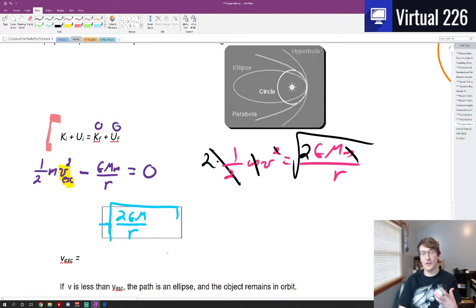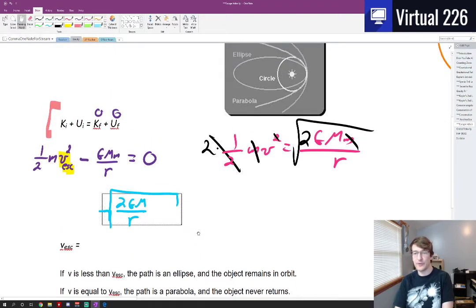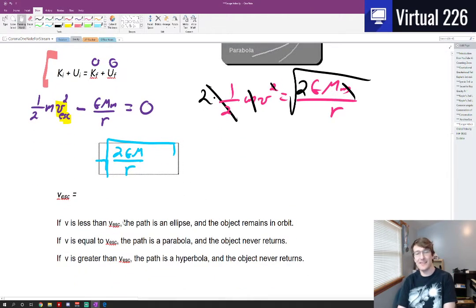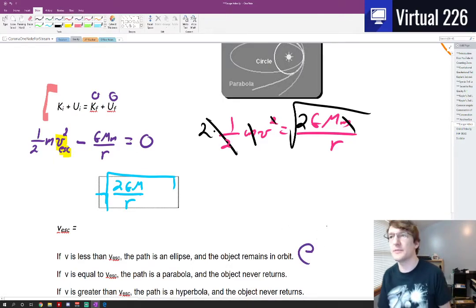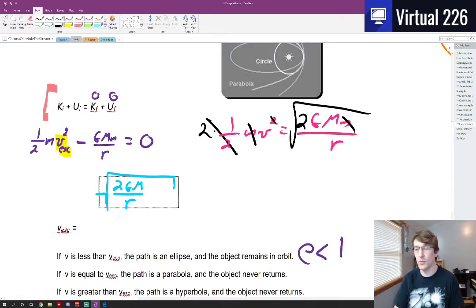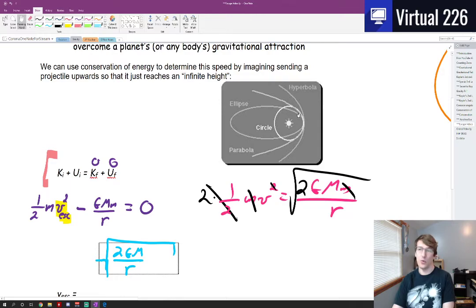It's very similar to the orbital velocity, but for the orbital velocity, remember, we used centripetal forces, and there wasn't this 2 out in front. We get that 2 due to the conservation of energy. So if for some reason your velocity is less than the escape velocity, then your path could be an ellipse. The object has remained in orbit. And remember, we talked about ellipses in the ellipse video, but ellipses have eccentricities that are less than 1. If your eccentricity exactly equals 0, you are a perfect circle. Congratulations. So we see up here, we could be a circle or we could be an ellipse.